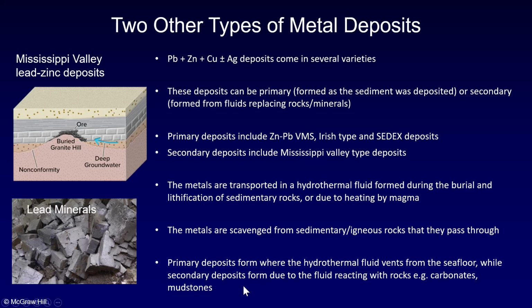In the case of secondary deposits, it's all about a fluid reaction. So we're going to have our hydrothermal fluid reacting with reactive rock. So we're looking at carbonates, or we're looking at mudstones that contain large amounts of carbon. And this once again is going to encourage the lead and zinc to leave the hydrothermal fluid and precipitate out as solid minerals.